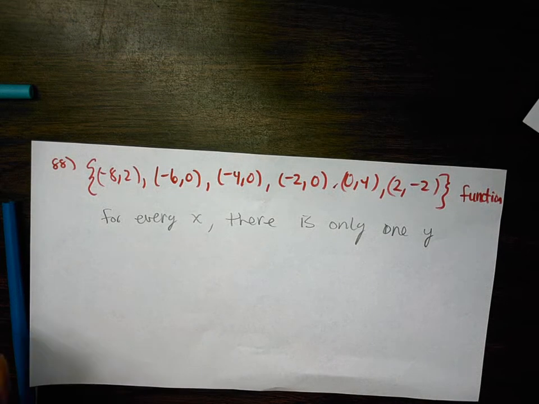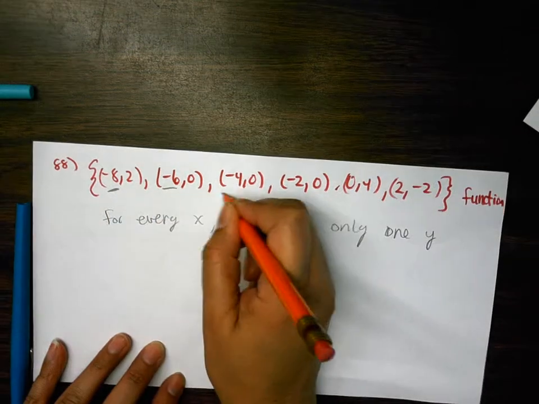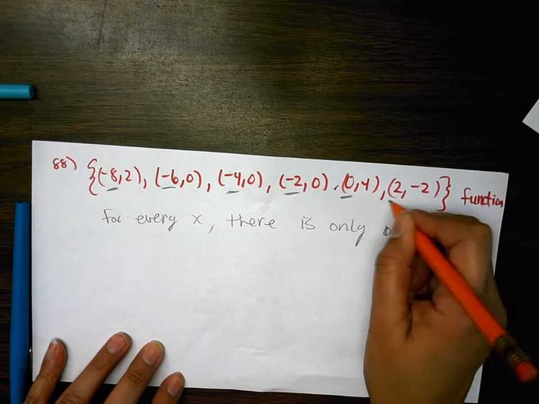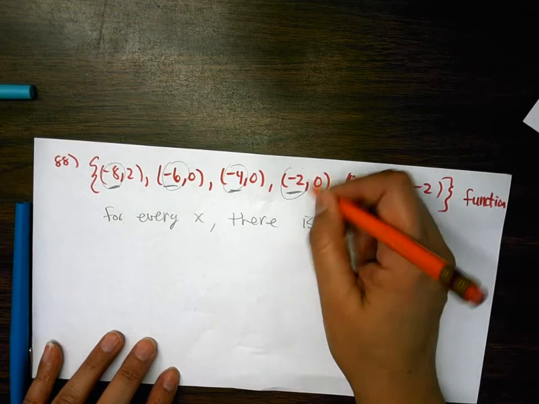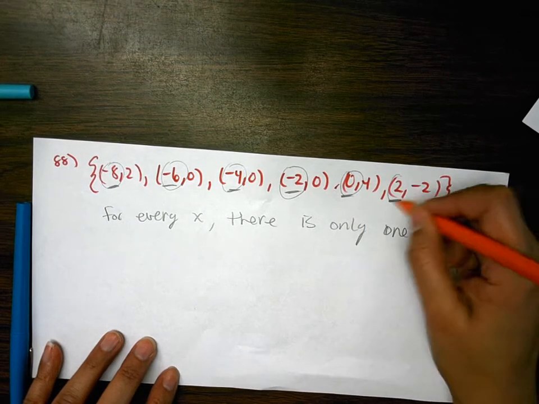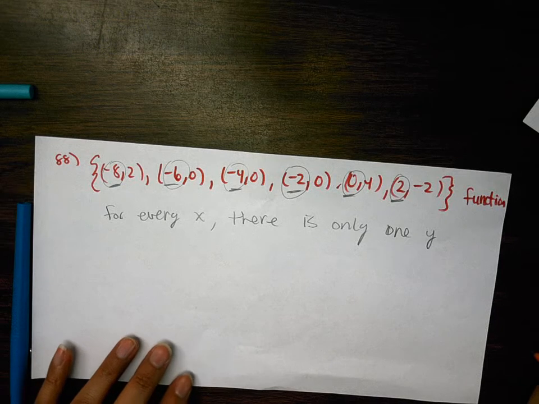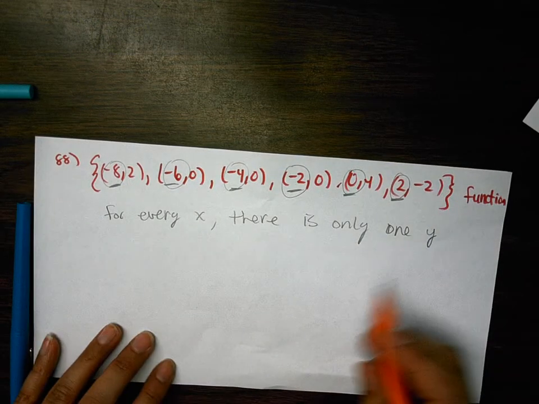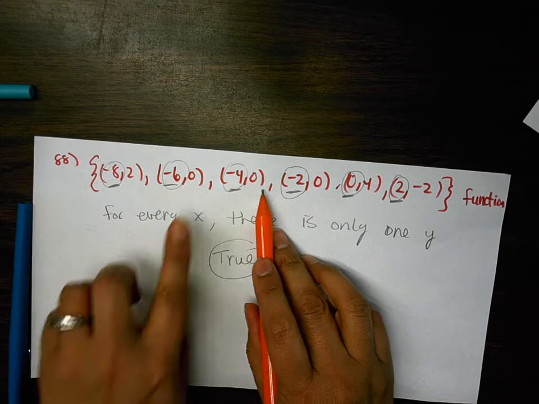For every x, there is only one y. So you can't have x going to 5, or like say x is 2. You can't have 2 going to 5 and 2 also going to 3. So look, I don't care if the y values repeat, but the x values cannot. So that's all we're checking. Negative 8, negative 6, negative 4, negative 2, 0, positive 2. Did any of the x values repeat? So is it a function? It said it is a function. Is that true or false?